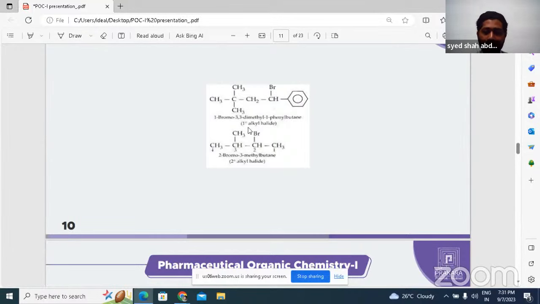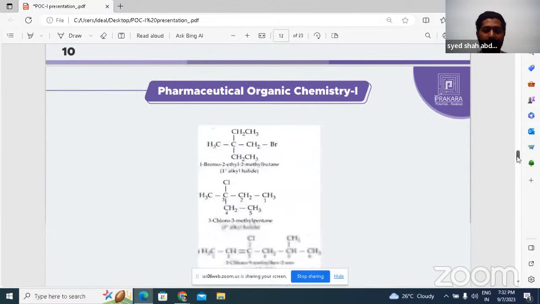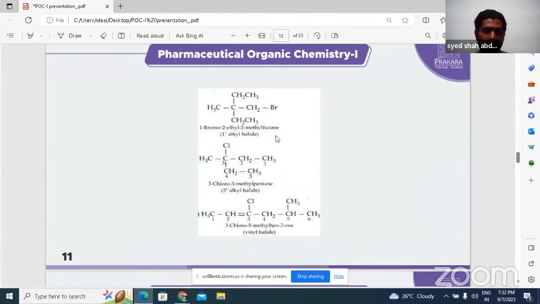Okay, so for another example, we are taking a little bit simpler one. Here 1, 2, 3, 4: 2 bromo, 3 methyl butane. This example differentiates between primary alkyl halide and secondary alkyl halide. When the bromine is on the first carbon, it is primary. When it is on the middle carbon, it is called secondary. And we are taking one more example here.